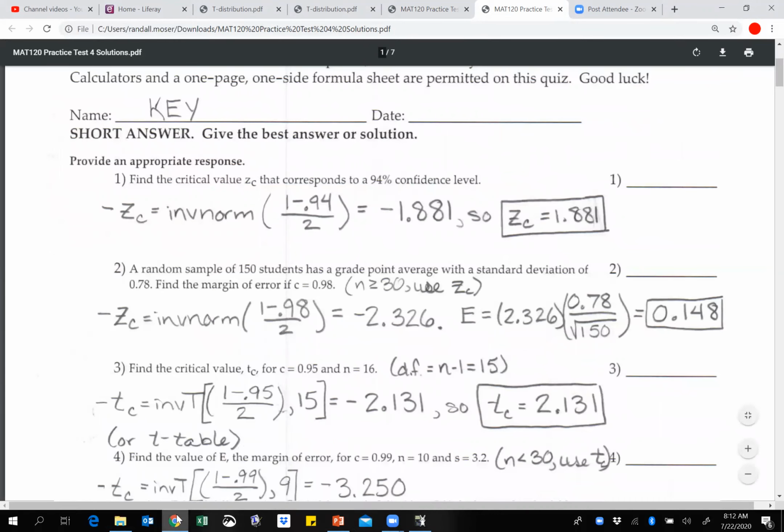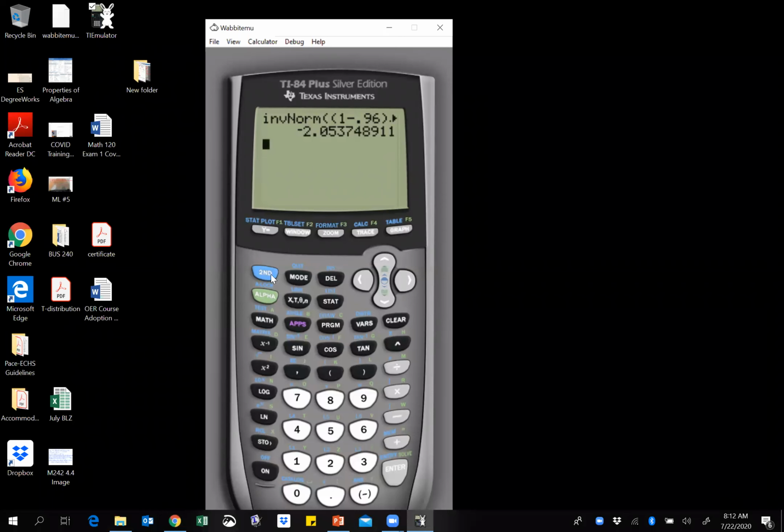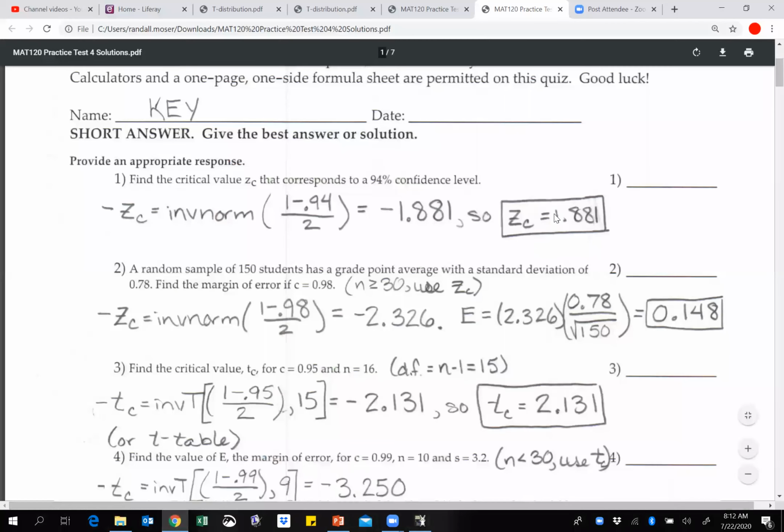And did I do 96? Sorry, the one on the practice test was 94. If you just switch this over from 96 to 94, that's correct. Now we would get 1.88. So it's going to be 1.88. Does anybody have any questions on finding Z criticals?